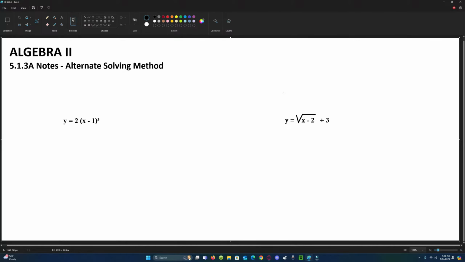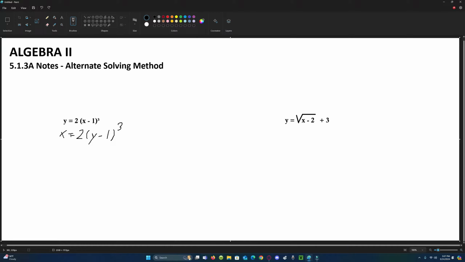It's easier for me to demonstrate it when I actually do it than talk about it. So basically, what it's saying is, if I wanted to find the inverse of this function, what I would have to do is switch y and x. So this would become x equals 2 times y minus 1 cubed. Let's see if I can get a better tool. Oh yeah, that's much better. Alright, so this is what you would do.